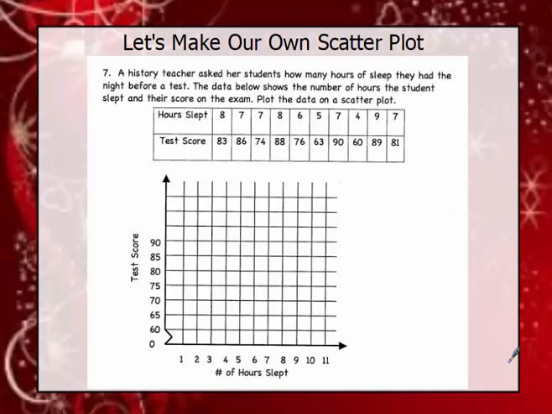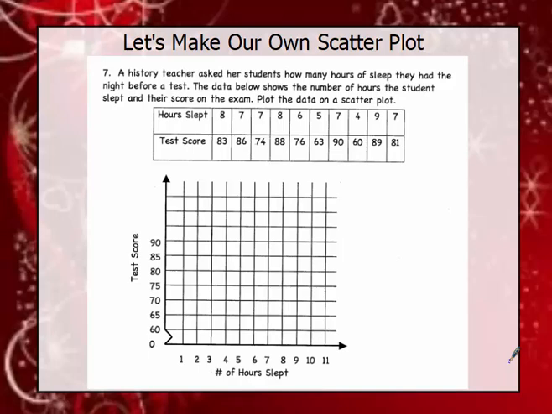In this particular question, it says a history teacher asked her students how many hours of sleep they had the night before a test. The data below shows the number of hours the students slept and their score on the exam. Plot the data on the scatter plot. So in this problem, this teacher is trying to see, is there a relationship between the number of hours slept before a test and the grade on the test?